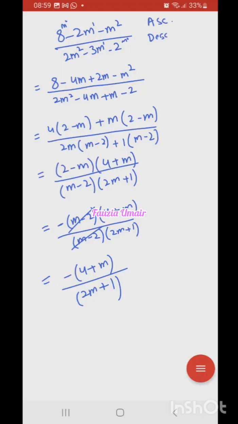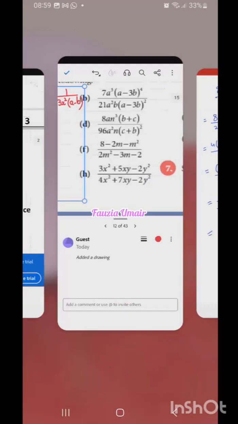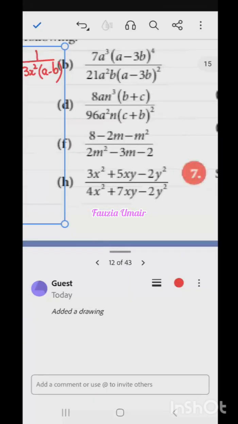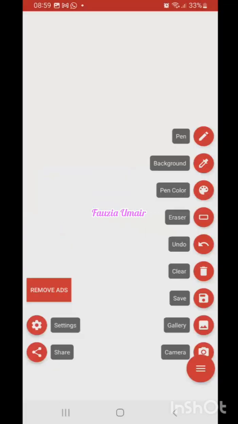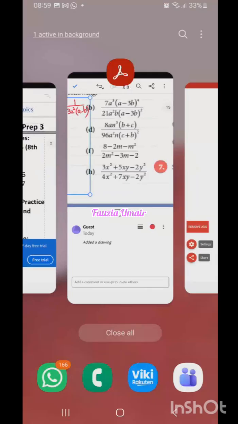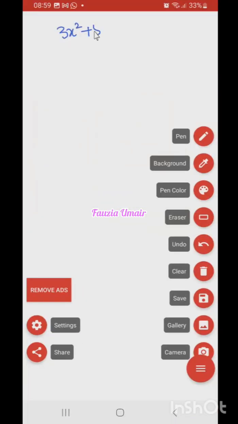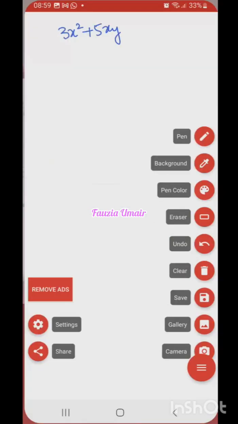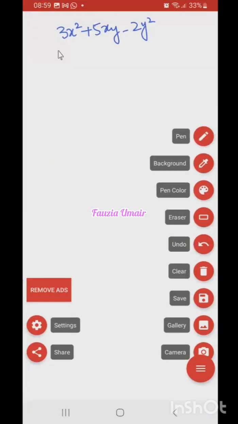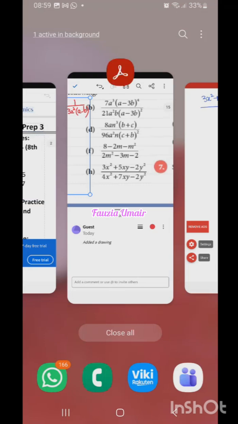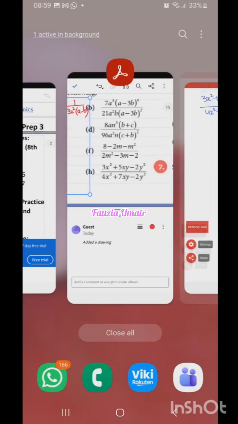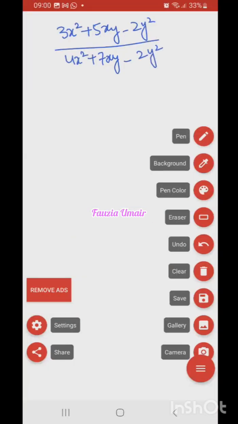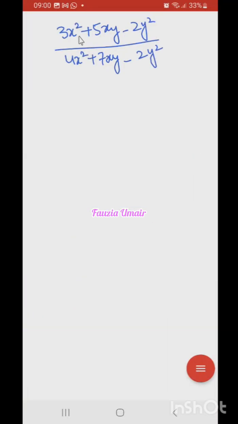All right, so now let's look at the last part. We need to solve the last part also because this also has this trick. There is a coefficient number with the coefficient of x square also. So I'm going to write down each part. 3x square plus 5xy plus minus 2y square, divided by 4x square plus 7xy minus 2y square. Because there are two variables, the middle term also has two variables. There is no other difference in this.